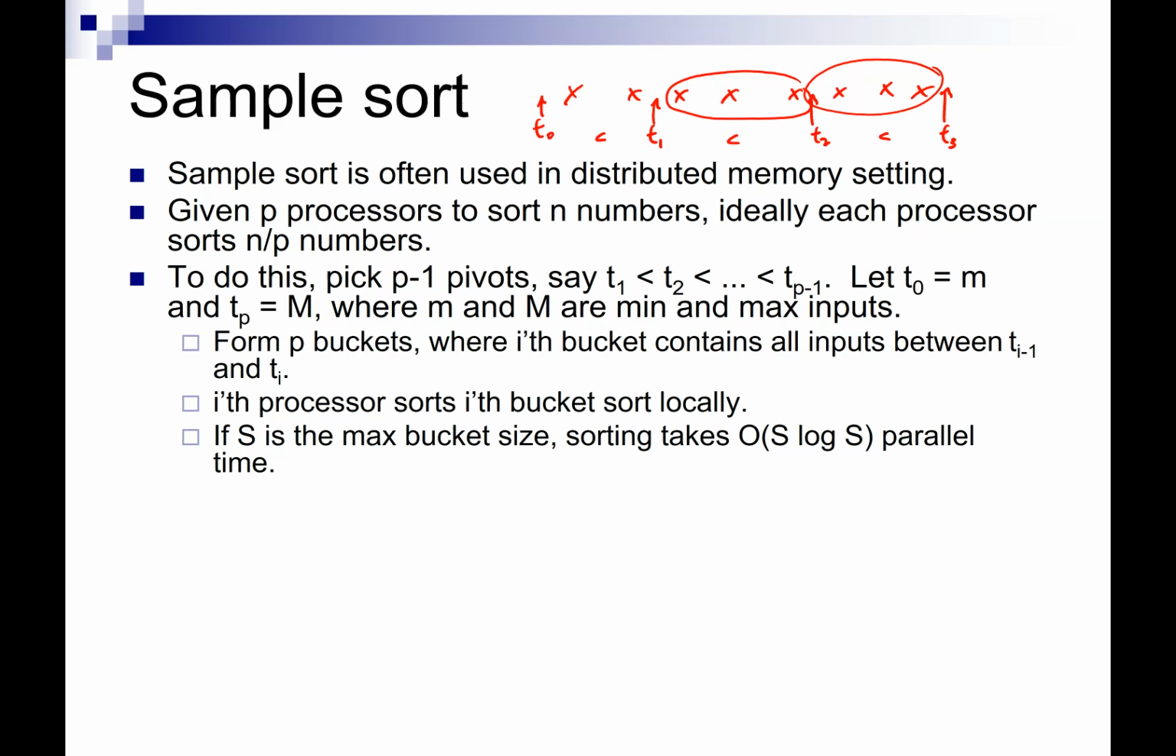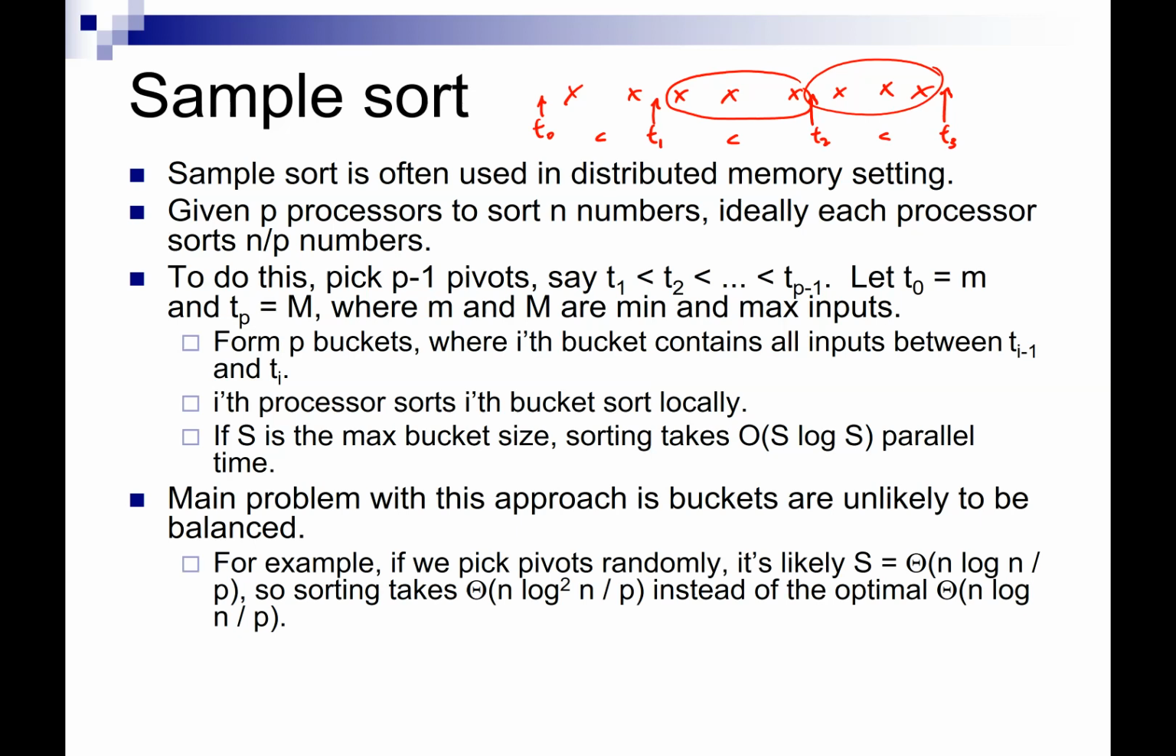Well, how much time does this take? If you let S be the maximum bucket size, then sorting is going to take S times log S time. Because we have p of these buckets, the biggest one of them is going to be size S, and then we can sort all of these buckets in parallel using our p parallel processors. Each of the sorts takes S log S time, and so in total, we're taking this much parallel time.